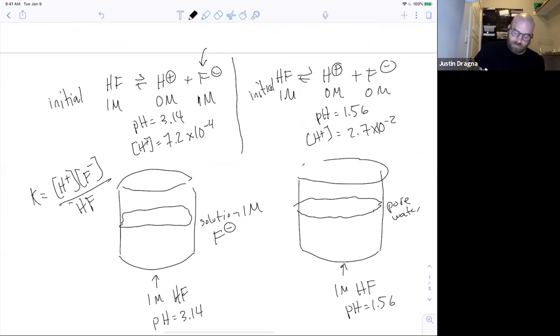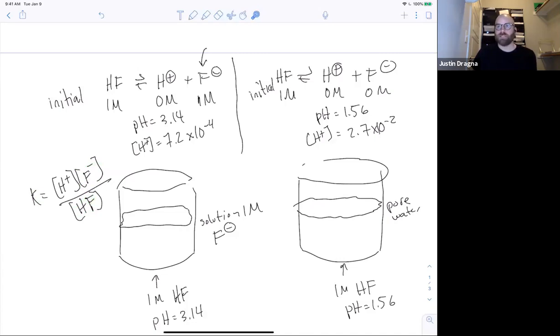So if we have this equilibrium expression here, if I add in F minus, that's going to change my concentration of HF. Because remember that K is constant, so something has to give, right? K isn't going to change. And so less HF dissociates because I have more F minus present. That's really the main lesson.